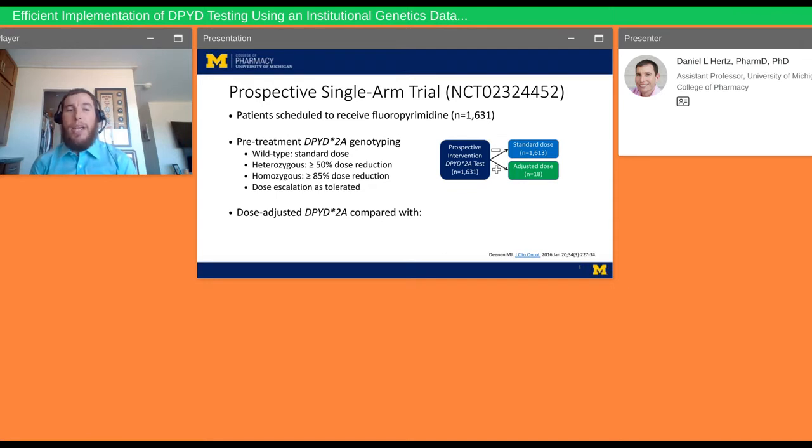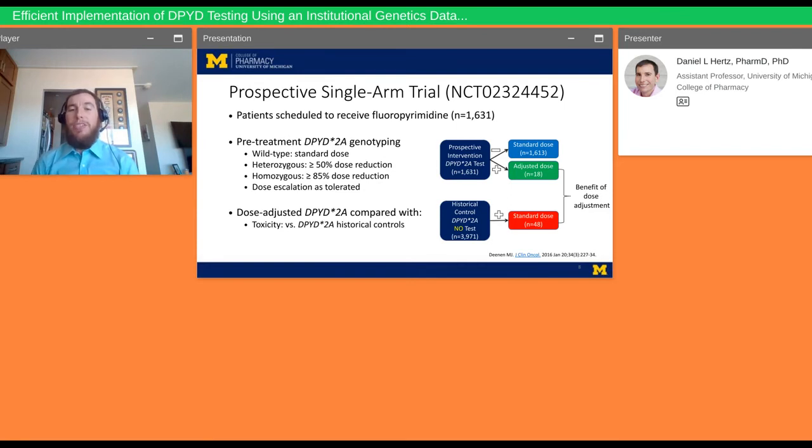They were then dose escalated in future cycles of treatment as tolerated, which is consistent with the dosing guidelines. These patients who were pre-treatment genotyped for *2A were compared with a historical control of DPYD *2A carriers who were not genotyped prior to treatment and who received standard dosing. This comparison was made to demonstrate the benefits of pre-treatment testing.